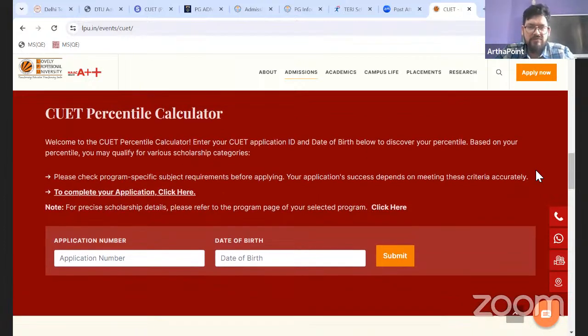Correct. So they are also helping you by letting you use the score for a scholarship as well, right? So this is one thing. Let me just open it here.